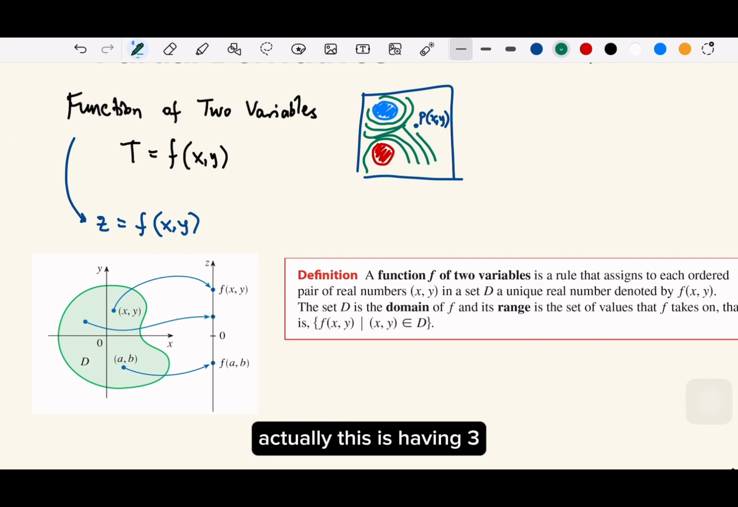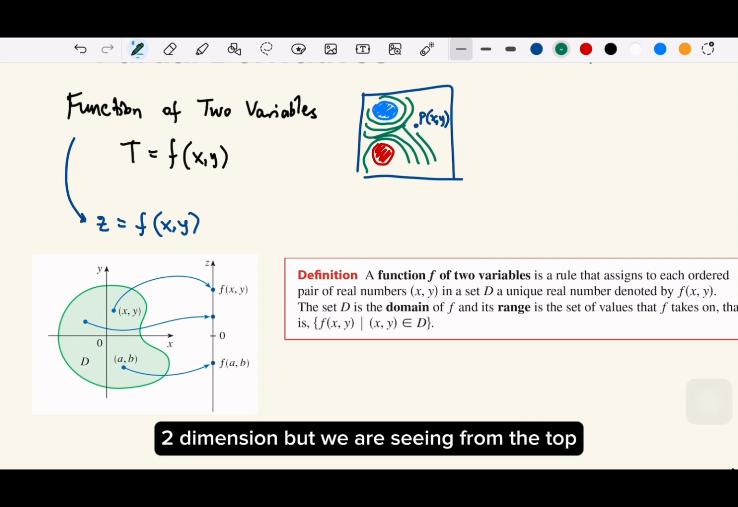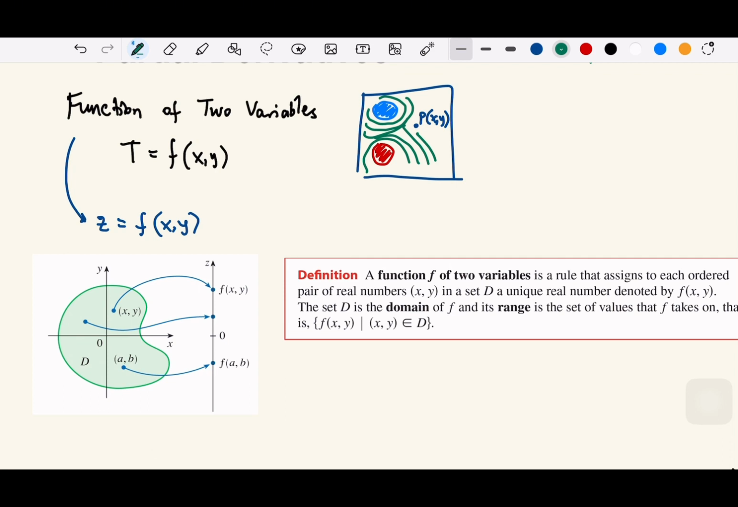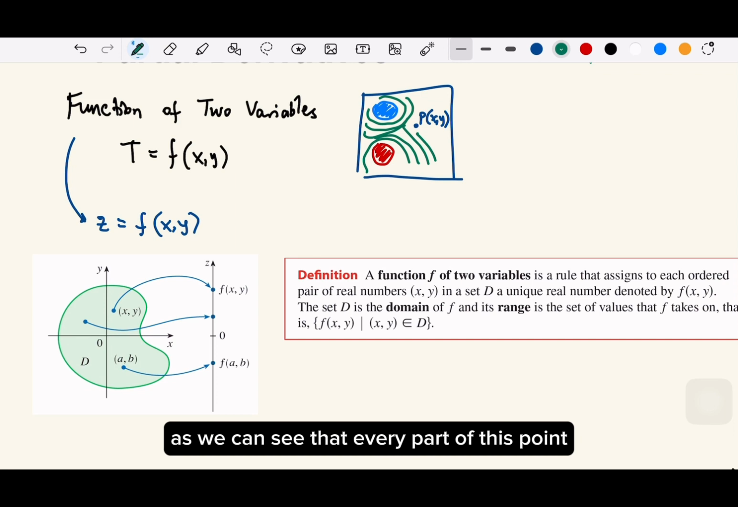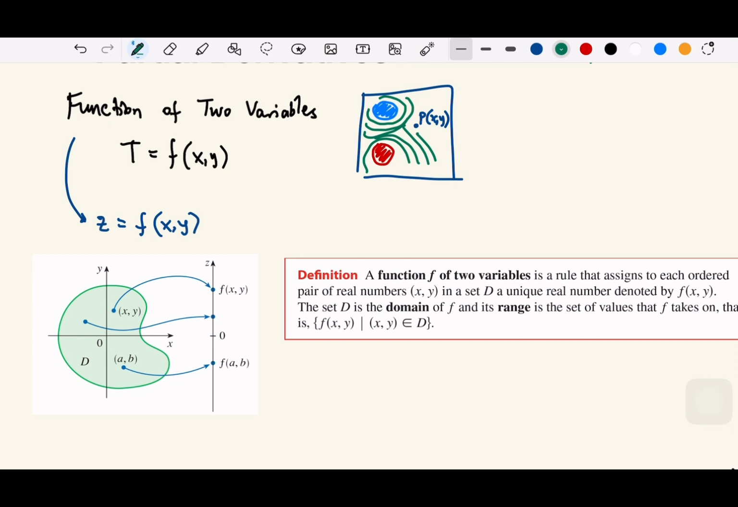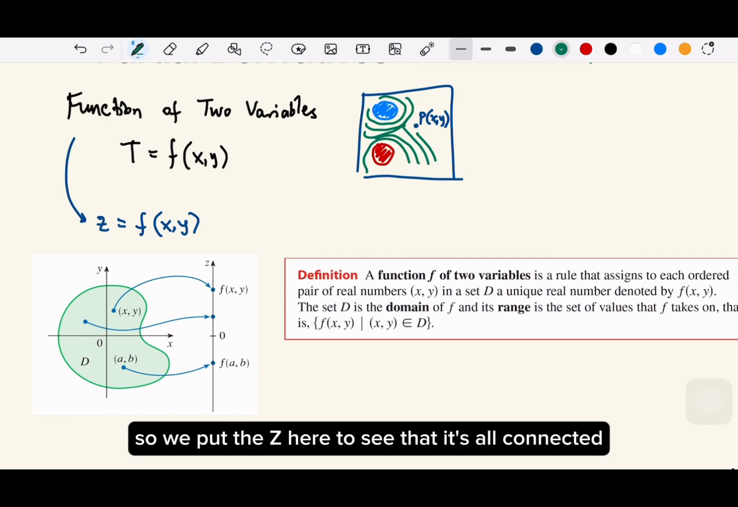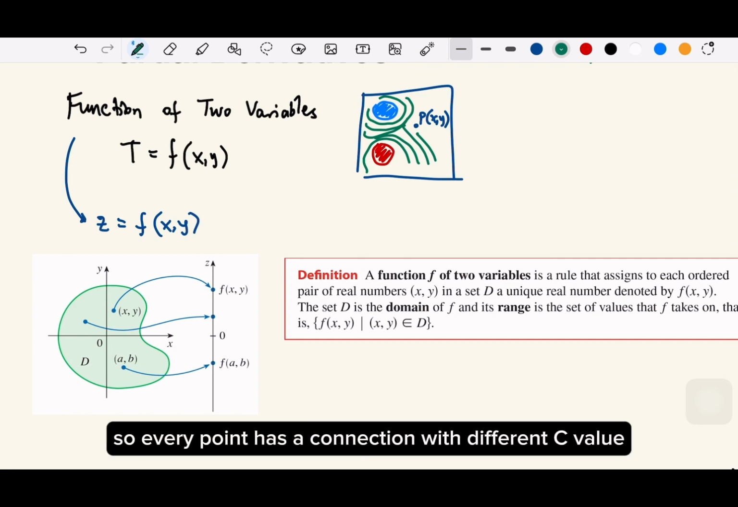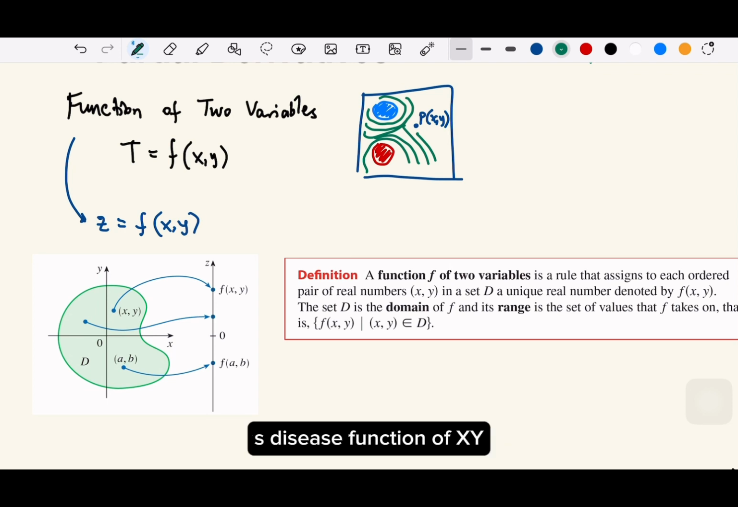Actually, this has three dimensions, but we are seeing it from the top. We can see that every point relates to the z-axis. The z is actually here, so we put z here to show that it's all connected. Every point has a connection with a different z value, as z is a function of x, y.